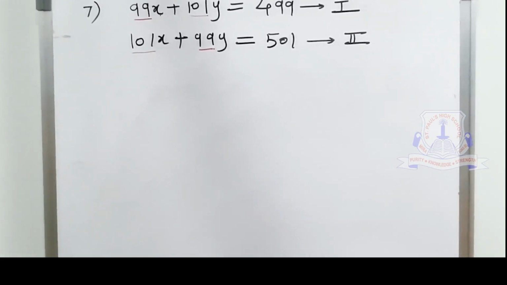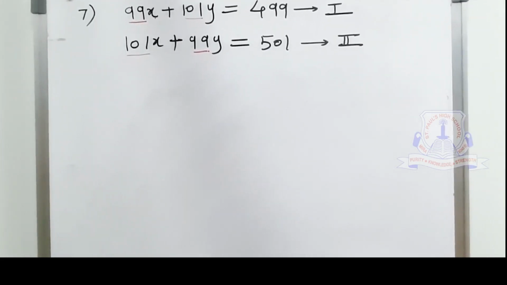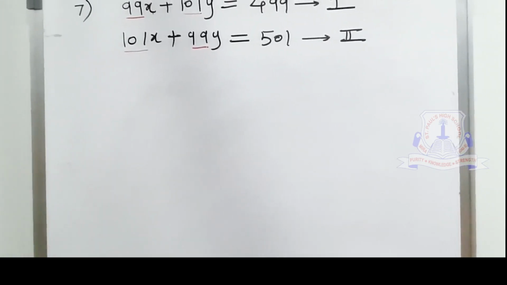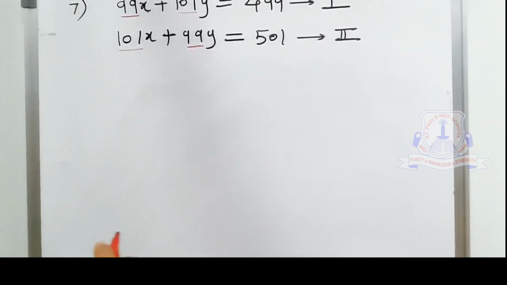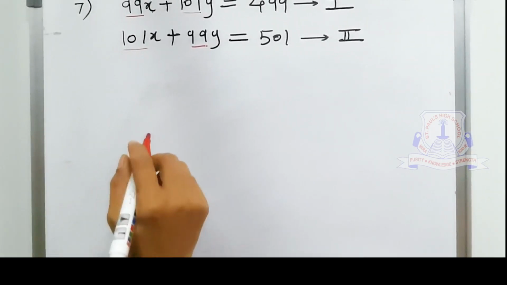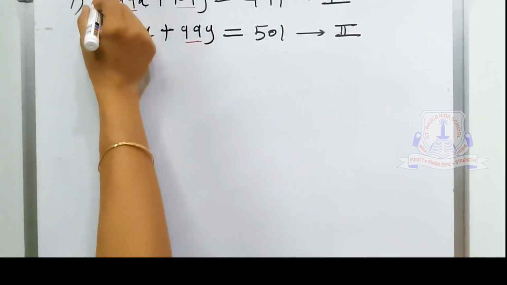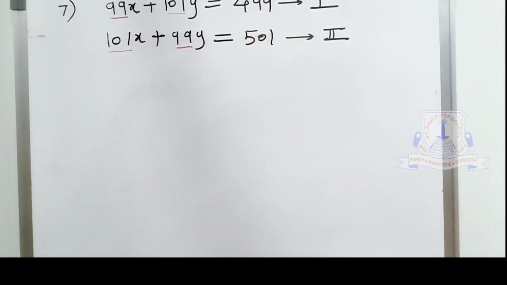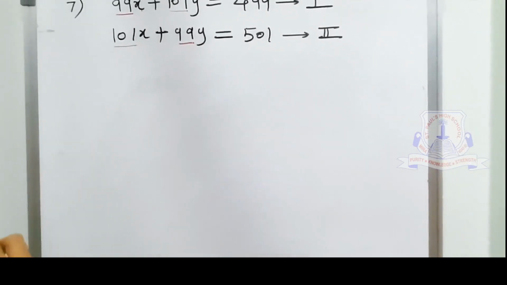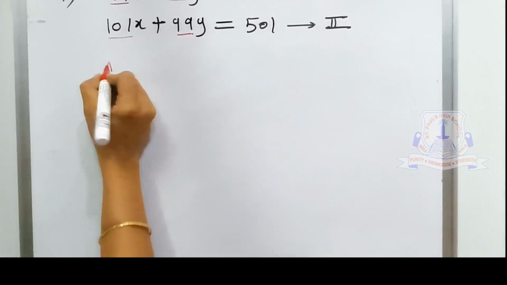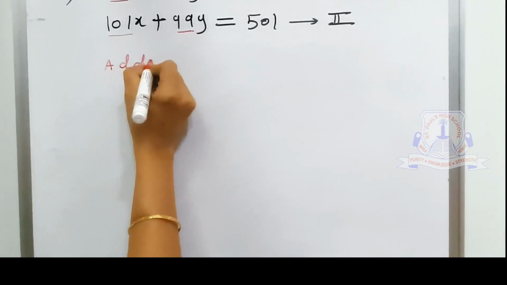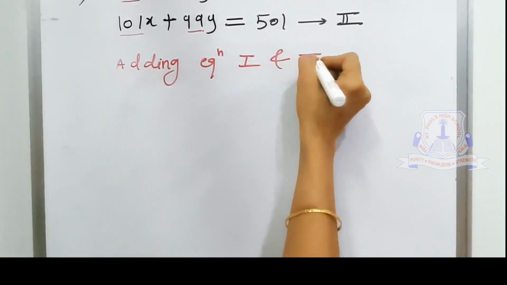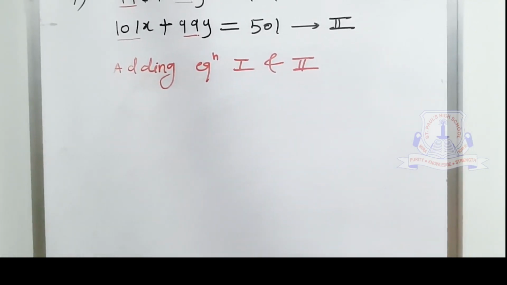In such a case, let us write adding equation 1 and 2. You can solve these two equations by the regular way also, that is by equating coefficient method or by substitution method. That means multiplying equation 1 by 101 and equation 2 by 99. But it will be a little complicated. So let's make it easy. Let's add equation 1 and 2.